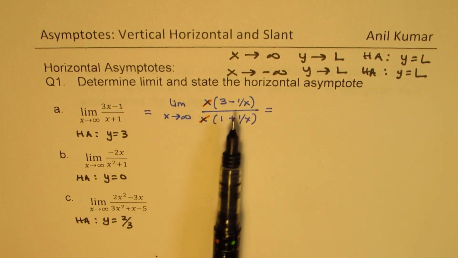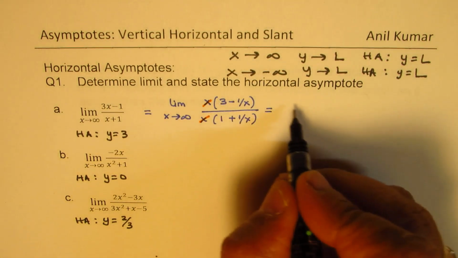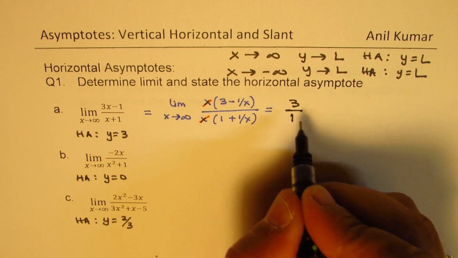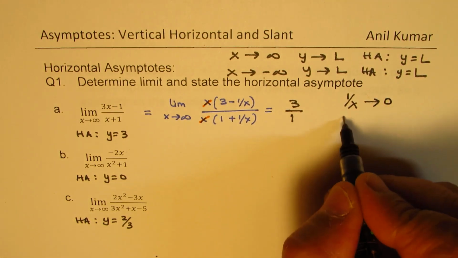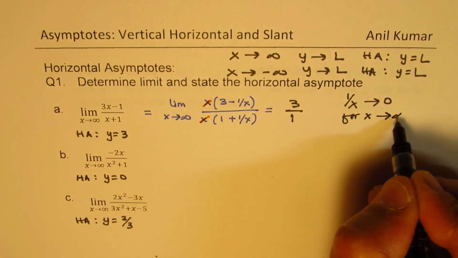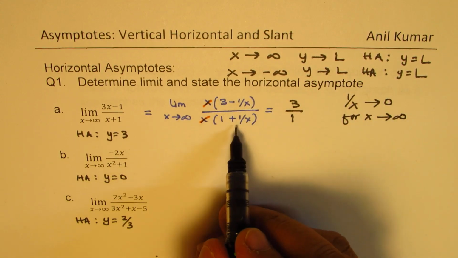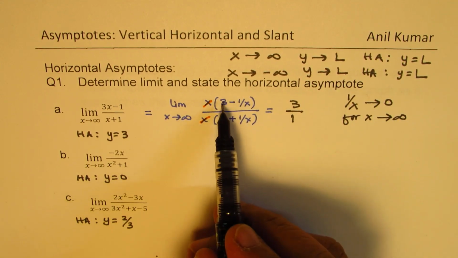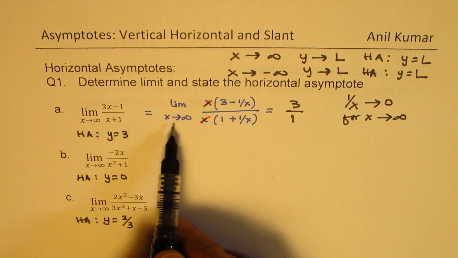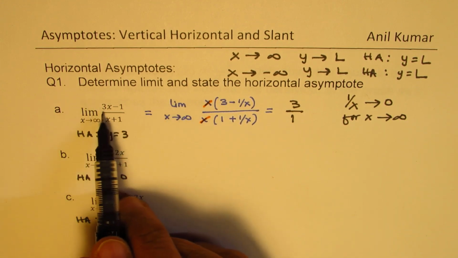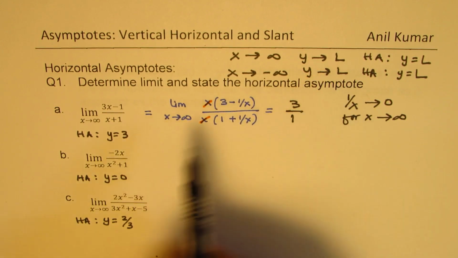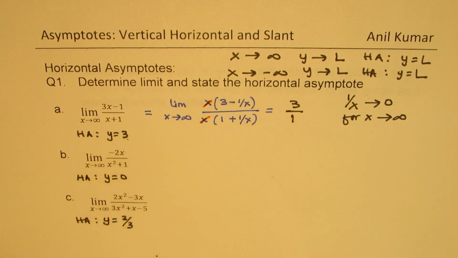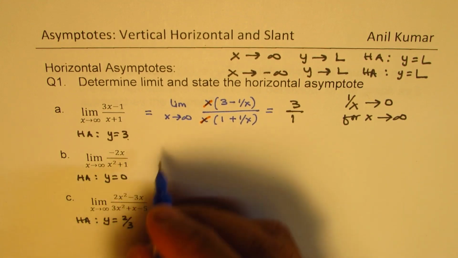When x is very, very large, 1 over x is 0, right? So this is as good as saying 3 over 1, right? Since 1 over x approaches 0 for x approaching an infinitely large value, both these values will be approaching 0. You are left with just the number 3. So as x approaches infinity, the value of this function approaches 3, which is a constant value. Therefore, there is a horizontal asymptote y equals 3. Does that make sense to you? Correct? Okay. Now let's follow the same process for the next example.